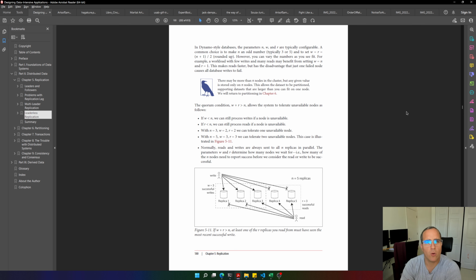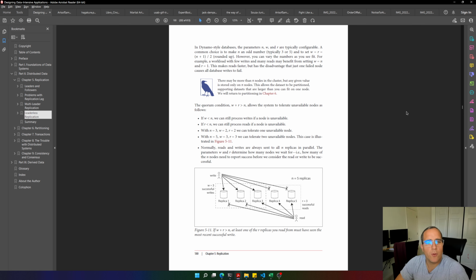For example, a workload with few writes and many reads may benefit from setting w = n and r = 1. This makes reads faster, but has the disadvantage that just one failing node causes all database writes to fail. There may be more than n nodes in the cluster, but any given value is stored only on n nodes. This allows the database to be partitioned, supporting datasets that are larger than you can fit on one node. We will return to partitioning in Chapter 6.